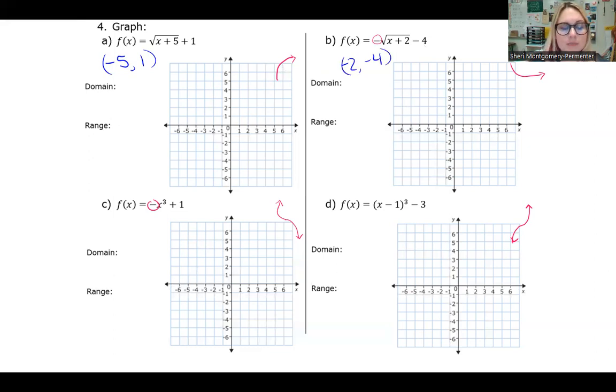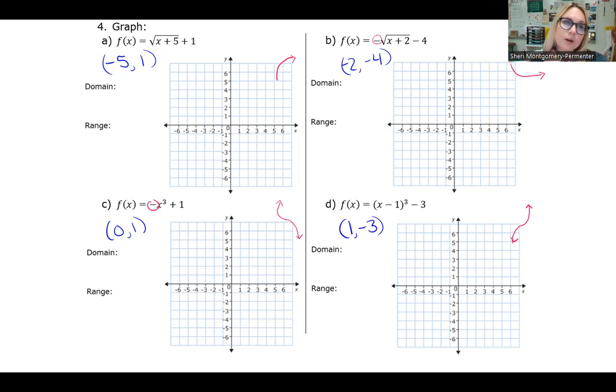What about for C? Is there anything with the X grouping? So it's going to be 0. Very good. And what about for D? +1, -3.